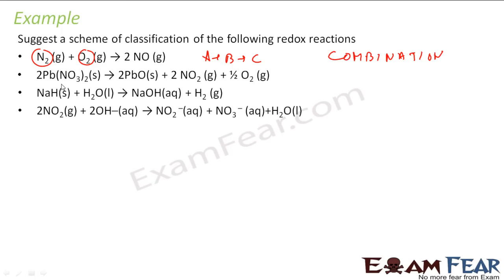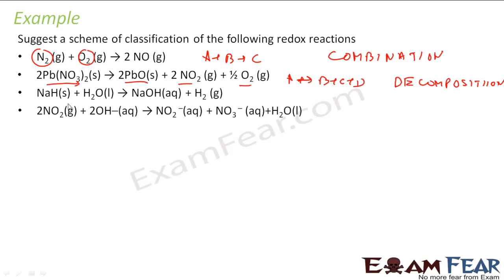Here if you see, A is breaking into B plus C plus D. If you see, Pb(NO3)2 is breaking into PbO, NO2, O2. So if you see, it's breaking, right? So this is a decomposition reaction, correct?